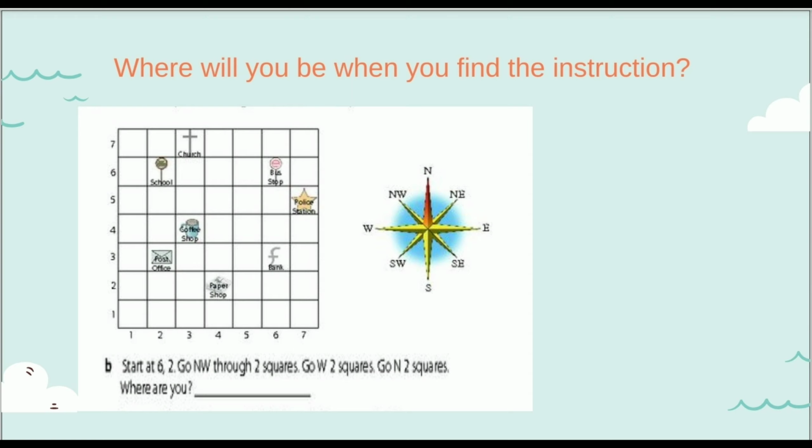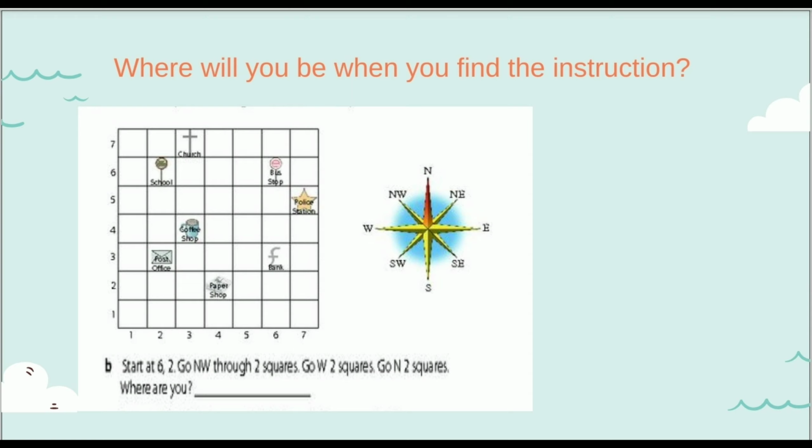So let's do that. So we're below the bank. And now we're moving up 1. So we're beside the bank. And then we're moving up again. Now we are beside the coffee shop. Okay, but it's not finished. It says go west 2 squares.